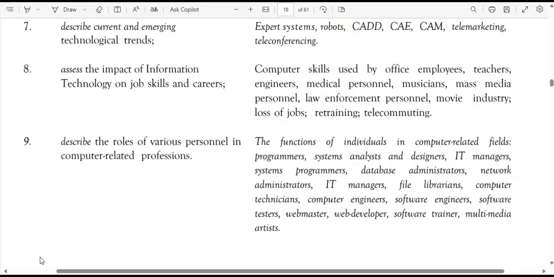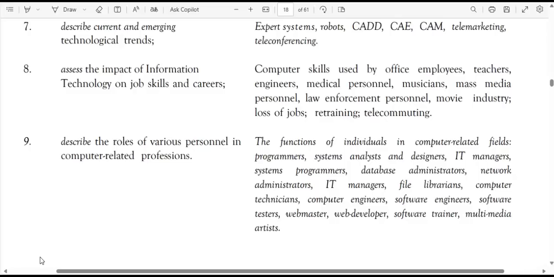The next one we're going to look at is IT managers. Their role is to oversee the IT department and ensure that the organization's technology infrastructure supports business goals. Some of their responsibilities include planning, coordinating, and directing IT-related activities, managing IT staff and projects, and setting IT policies and security measures.